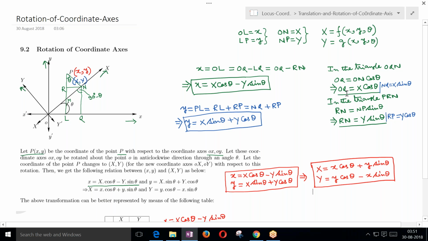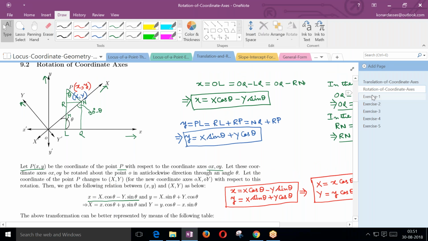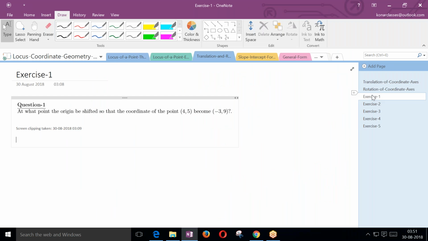By the way, this translation and rotation of coordinate axis are very important for JEE Main and JEE Advanced. Generally, in Karnataka CET, this question doesn't come that much. If it comes at all, it is only from translation, not rotation. But for JEE Main and Advanced, this is a very important topic. So now let's look into the first question.